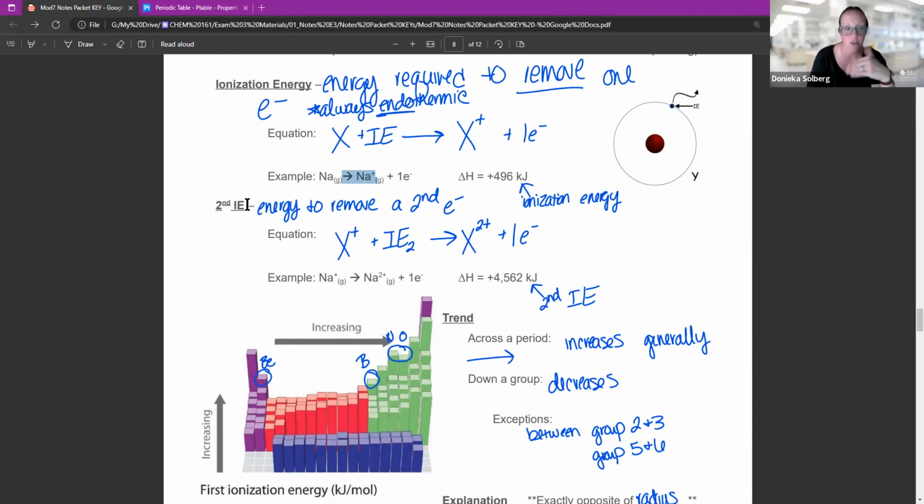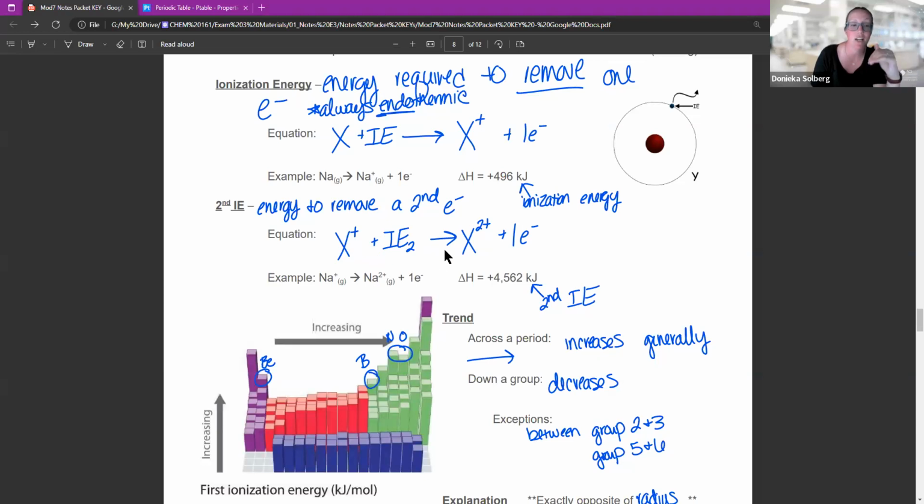Now that's ionization energy. The second ionization energy would be the energy required to remove a second electron. Third, fourth, and so on and so forth. Okay, so the second ionization energy looks like this. I already have lost one. I have to put in a specific amount of energy. Notice in this case, it's a lot more energy. It's about 10 times more energy, 4,562 kilojoules.